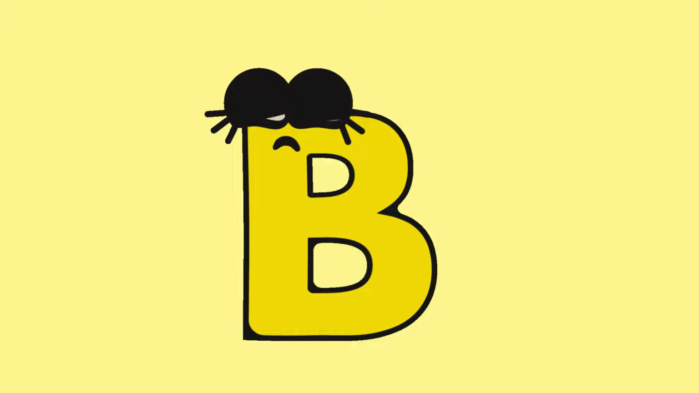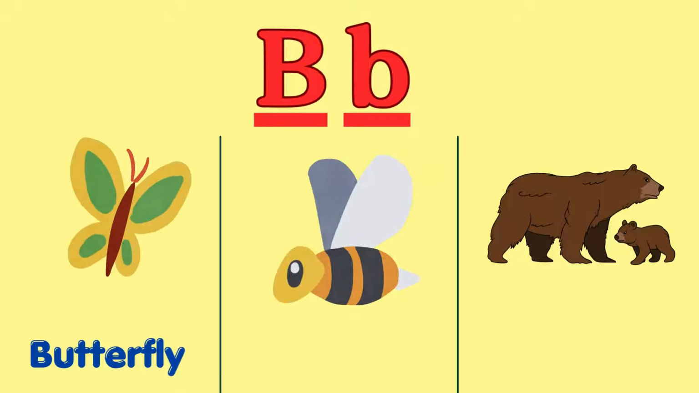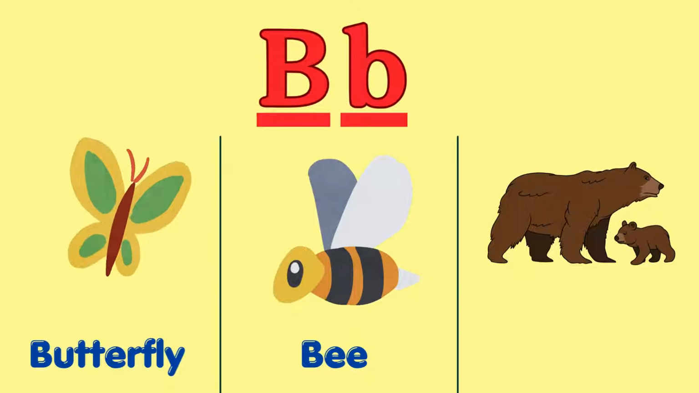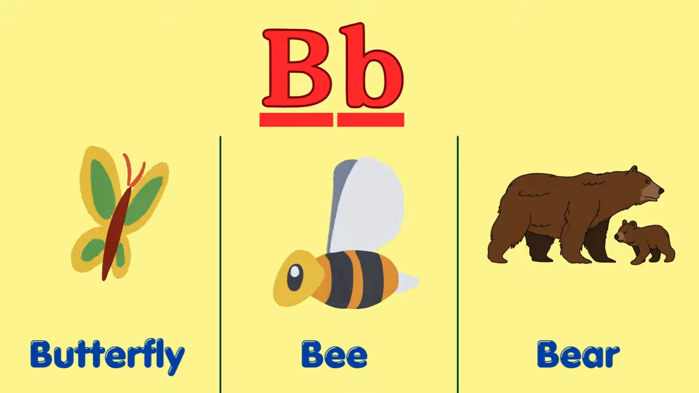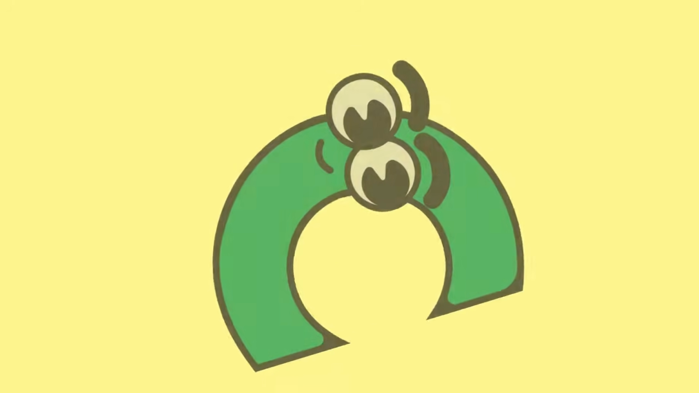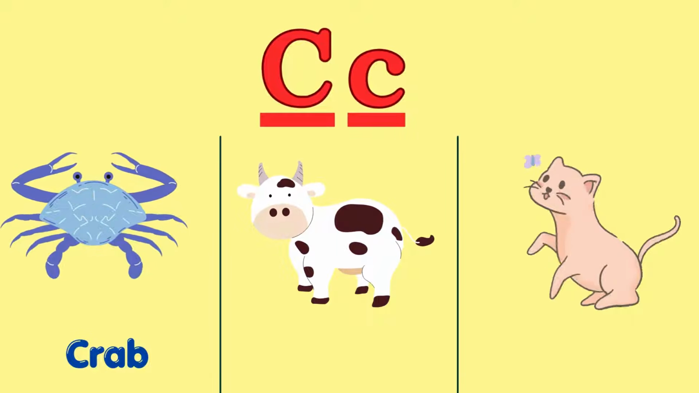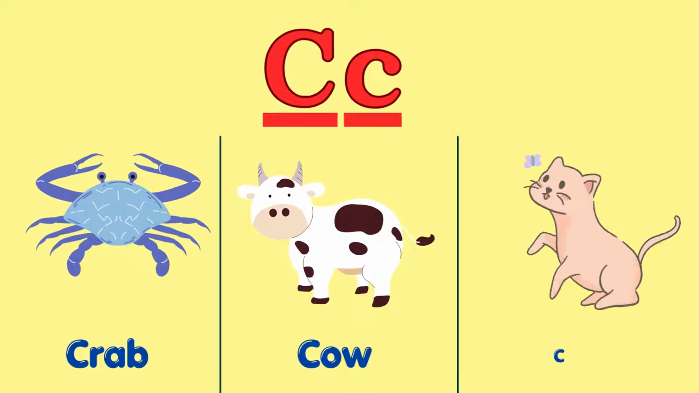Letter B. B is for butterfly, bee, bear. Letter C. C is for crab, cow, cat.